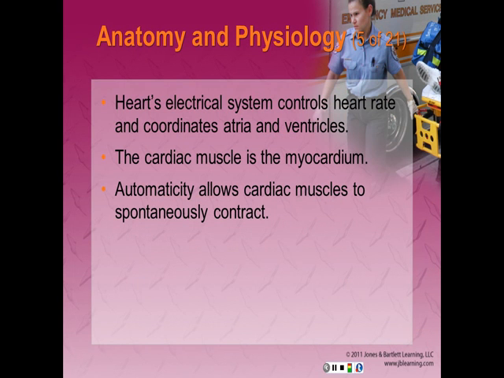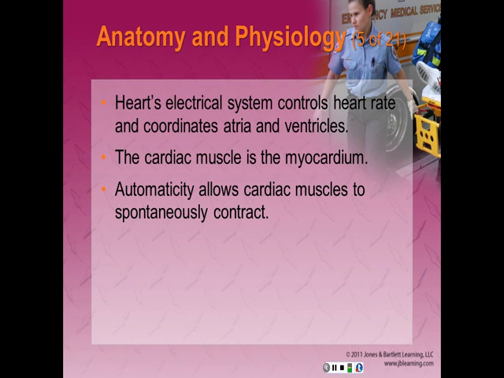The heart's electrical system controls heart rate and coordinates the work of the atria and the ventricles. The heart generates its own electrical impulse starting at the sinus node. The impulse passes from the atria to the ventricles. The cardiac muscle is known as the myocardium. Automaticity allows spontaneous contractions without a stimulus from a nerve source.